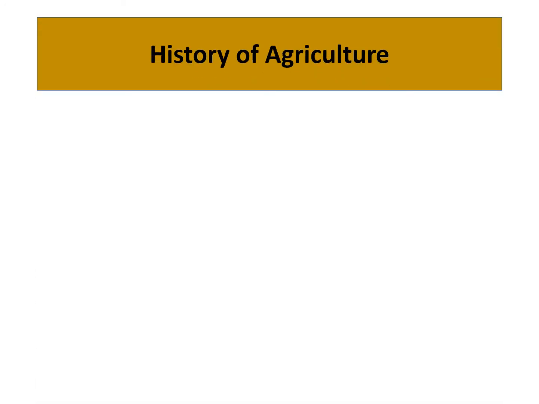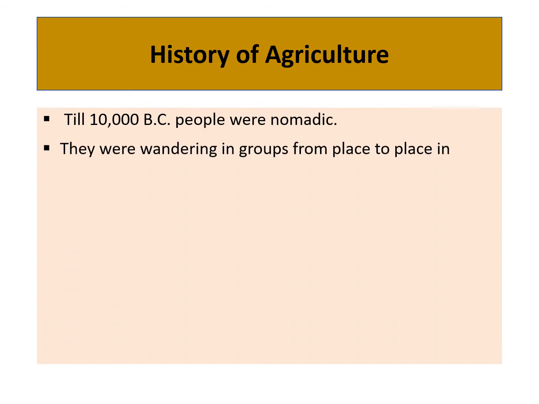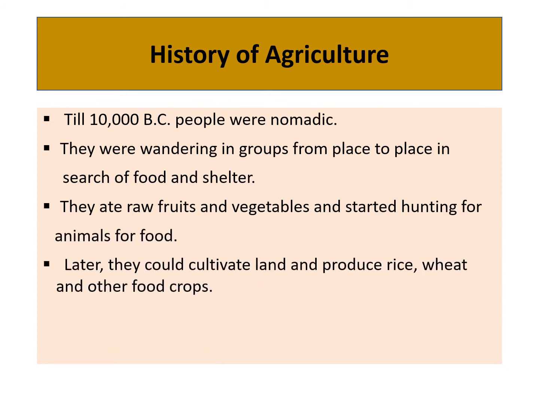So quickly we will first understand our history of agriculture, right? Students, till 10,000 BC, people were nomadic, right? They were wandering in groups from one place to another in search of food and shelter. They ate raw fruits and vegetables and started hunting animals for food. But later they could cultivate land and produce rice, wheat and other food crops. Thus, what was born was agriculture. Then agriculture started.